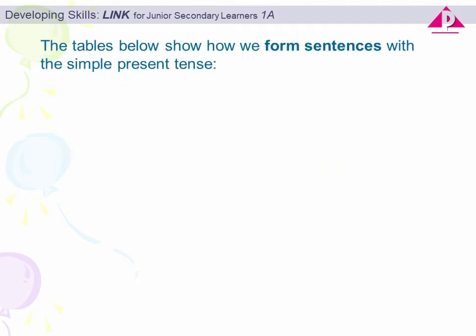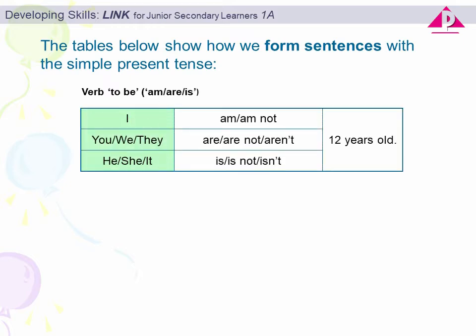After talking about the usage of the simple present tense, let's move on to talk more about forming sentences. Look at the following table. For the verb to be, you can follow the rules here. I is used with am or am not. You, we, or they is used with are or are not or aren't. He, she, or it is used with is or is not or isn't.